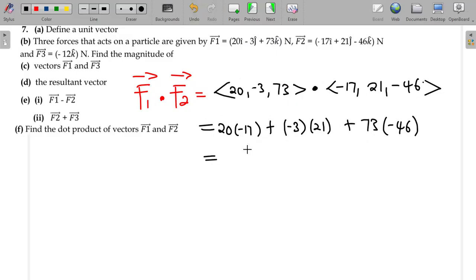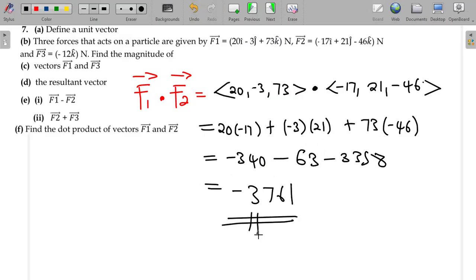So this will be equal to, okay, and then we multiply. So 20 multiplied by minus 17, I get minus 340, sorry, and then minus 3 multiplied by 21 gives me minus 63, and then 73 multiplied by minus 46 gives me minus 3,358. So when I combine, it gives me a dot product of minus 3,761.